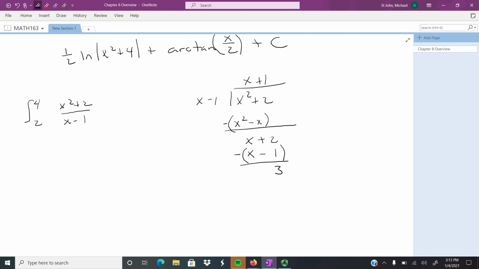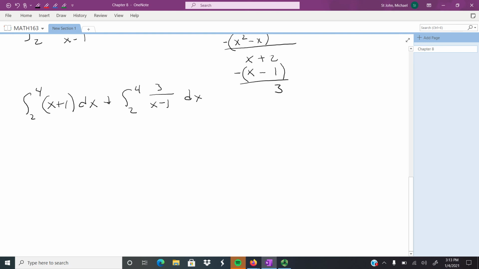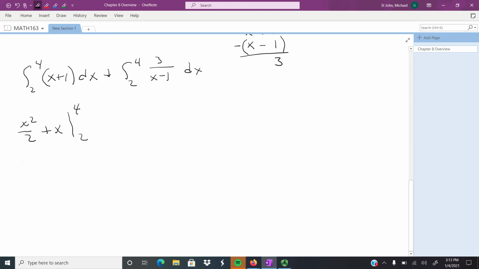So we have our remainder. Now we can integrate this. This is going to be the integral from 2 to 4 of (x plus 1) dx plus the integral from 2 to 4 of 3 over (x minus 1) dx. And so this will be x squared over 2 plus x, evaluated from 2 to 4. So this is going to be 4 squared over 2 plus 4, minus 2 squared over 2 plus 2.